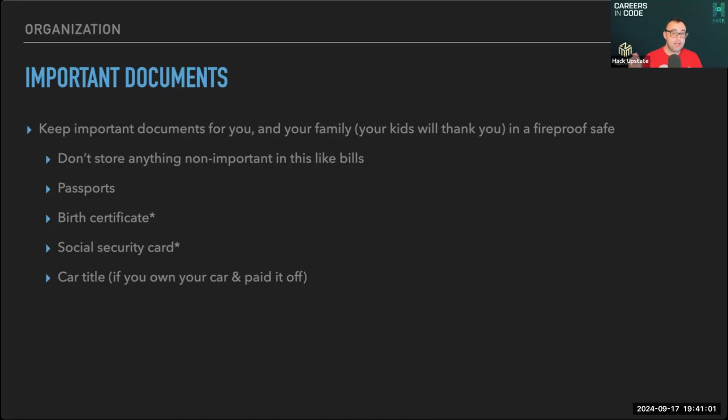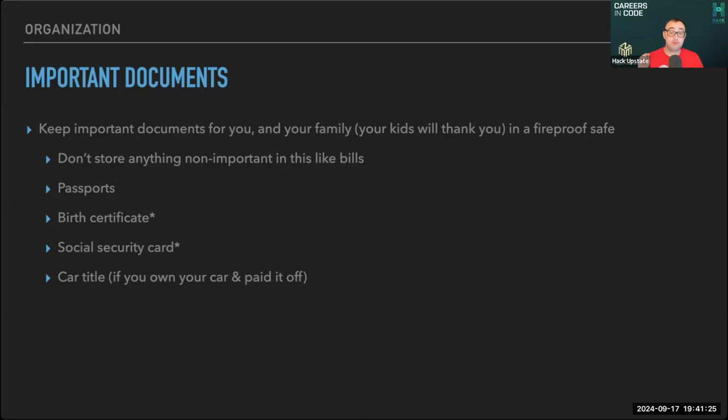Passport if you have it, passports for your family, birth certificate, social security cards, and if you own your car and have it paid off, your car title as well. I put an asterisk next to birth certificate and social security card because a lot of people don't have those documents. And at some point in your life, I promise you, you will need them. So be proactive on them.